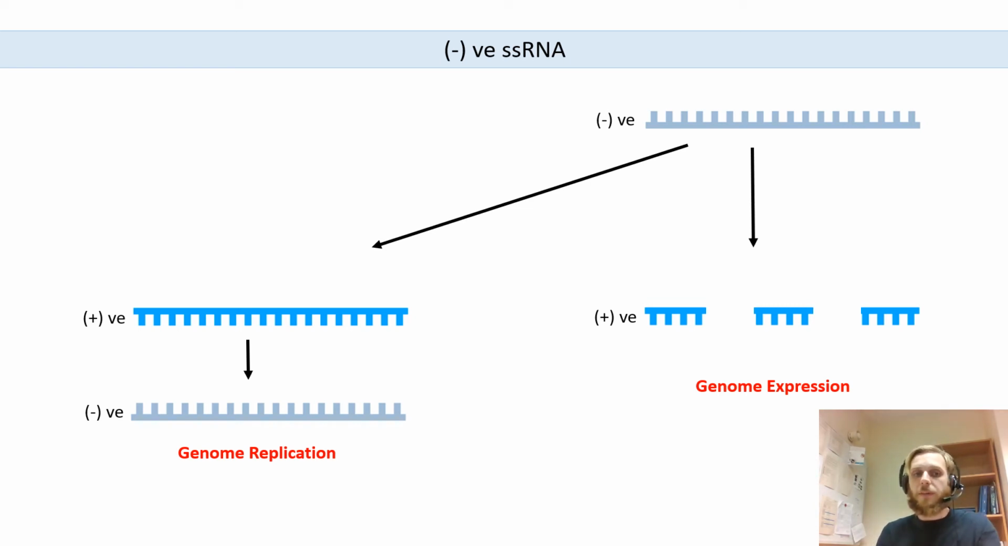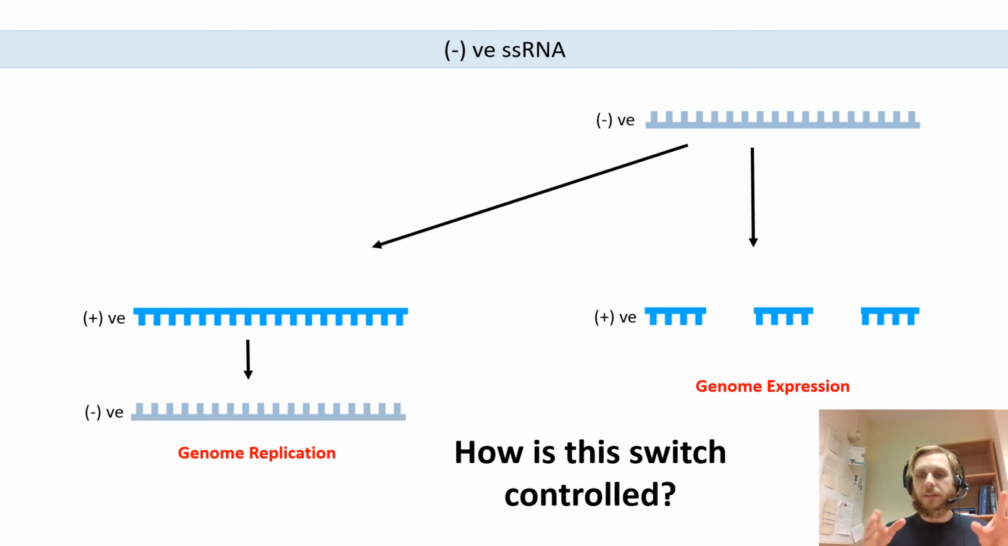And that's why we have this additional step at the end, where the positive sense single-stranded RNA copy of the genome is used to produce a final negative sense single-stranded RNA copy of the genome, which represents the final product of genome replication.